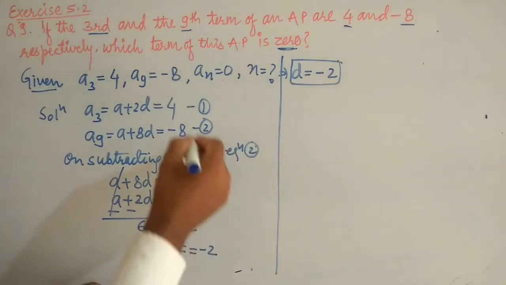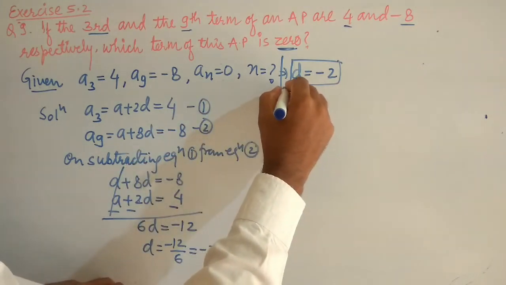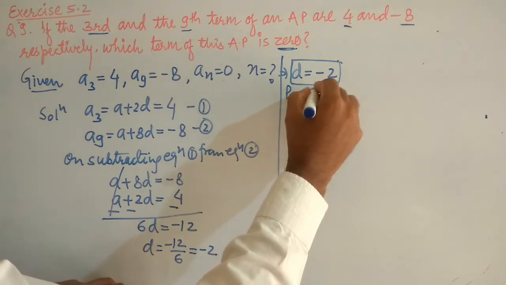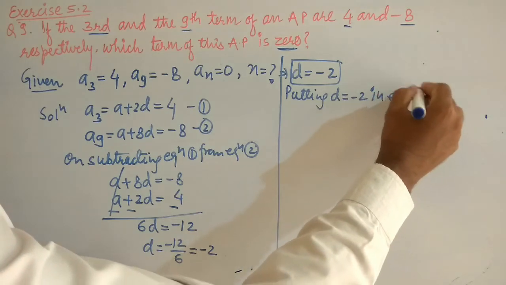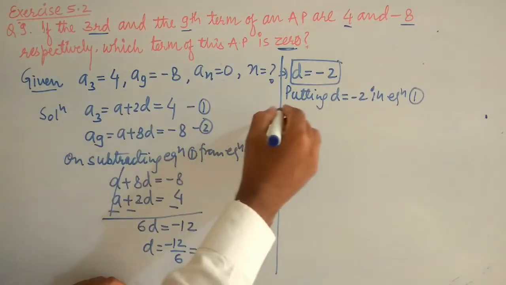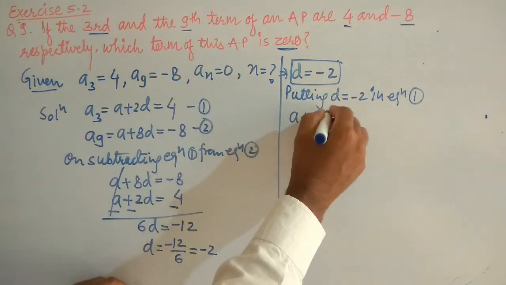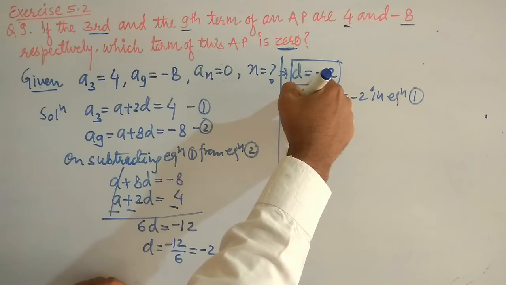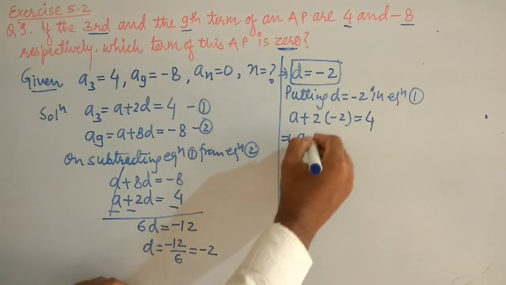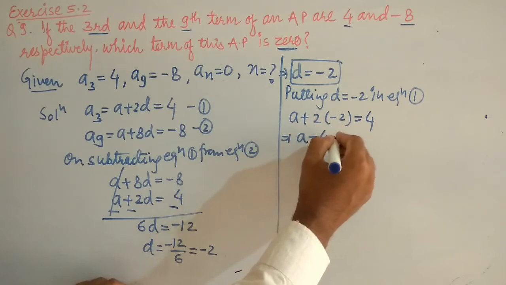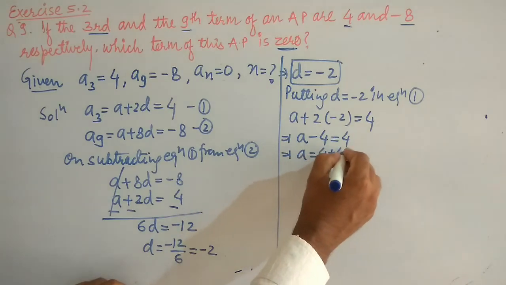Now putting this value in one of the equations to get the value of A. Putting D is equal to minus 2 in equation 1. Equation 1 में D की वैल्यू पुट करेंगे तो equation 1 is what? A plus 2D. What is the value of D? Minus 2 is equal to 4. So A plus 2 into minus 2, it is 4. Minus 4 is equal to 4. So A is equal to 4 plus 4.